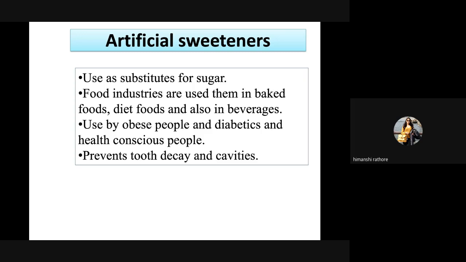Then, because you are having an artificial sweetener called aspartame, you are not consuming glucose, so you are preventing tooth decay and cavities, which in case of sugar can happen with your teeth if you are having it in large quantity. So this is all about the artificial sweetener. You need not know much about it, but yes, you should know what artificial sweeteners are, by which people they are being used, and how and in what quantity they must be consumed.